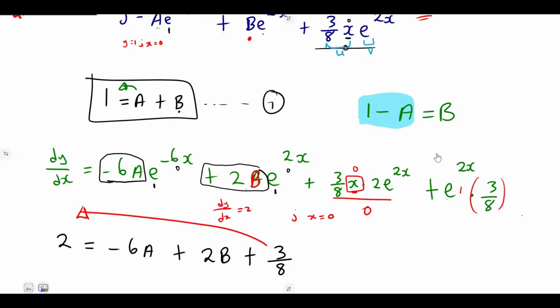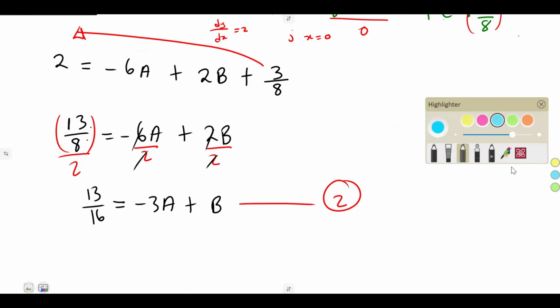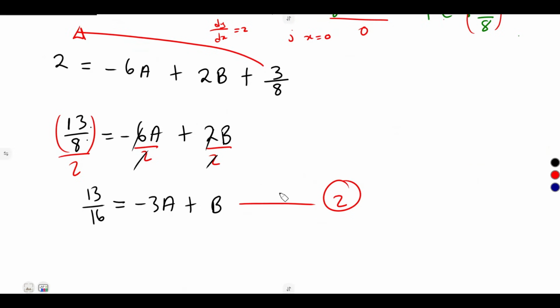From equation 2, we can also do the same because we've got b there, which is equal to this part. So we can simply say the negative 3 to the other side. So it will be given as 13 over 16. We take the minus 3a to the other side, so it's going to be positive. So that's positive 3a is equal to b.